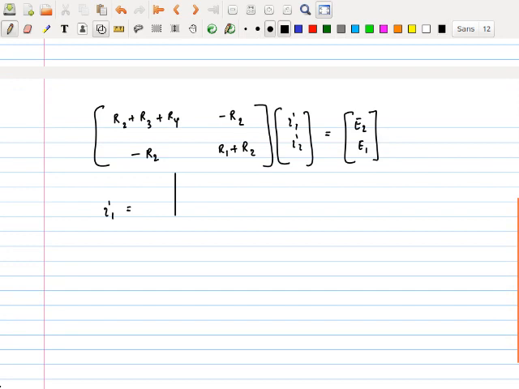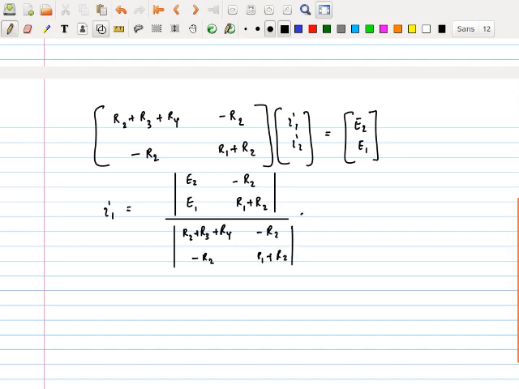Once this is done, if I want to identify I1, I have to get the determinant. Since this is the first variable, I have to substitute the first column of this with that. So it should be E2, E1, minus R2, R1 plus R2, over this whole thing, the determinant R2 plus R3 plus R4, and this is minus R2, minus R2, R1 plus R2. There you are, in terms of amperes.